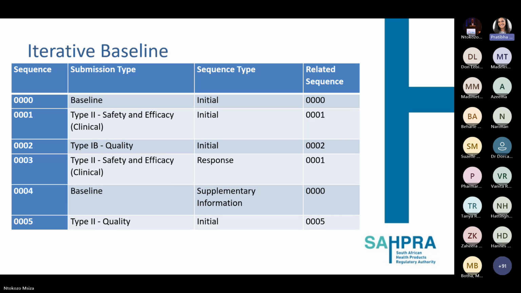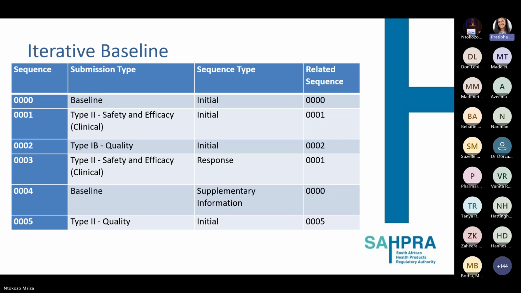Example, one sequence for the baseline for modules 1, 2, and 3, followed later by a sequence for the baseline for modules 4 and 5. Do use the submission type baseline in each case. Do use the sequence type initial on the first baseline sequence. Do use the sequence type supplementary information on each of the baseline sequences submitted later, and indicate the related sequence number of the initial sequence.